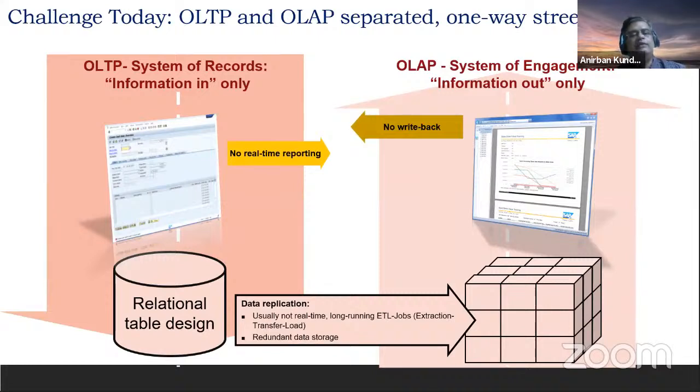Now, the challenge with this is that there is no real-time reporting, and from the system of engagement or from your data warehouse, if you want to influence any transaction, it is not possible. So that is another challenge we have. And this was the reason why embedded analytics came into being. We realized long back in 2014, we asked how HANA as a database could help with this.